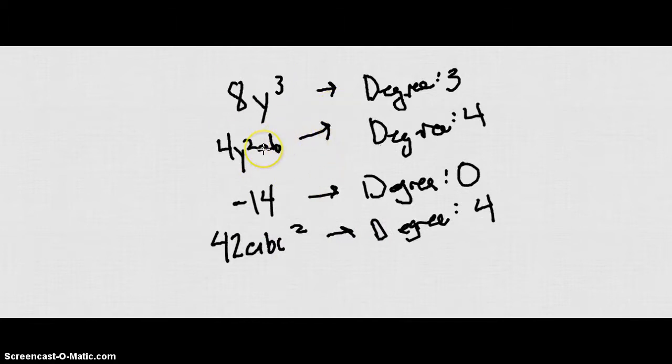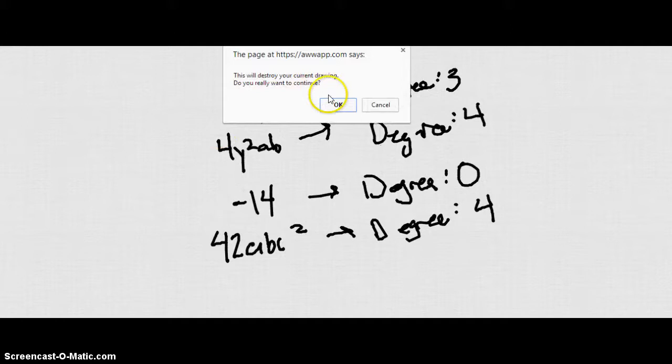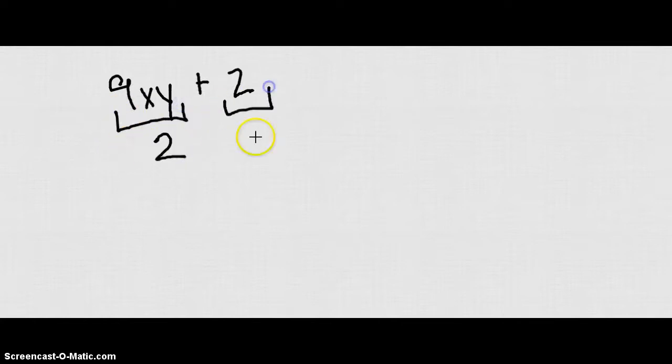I kind of got ahead of myself because what we're going to be doing is arranging polynomials by their degree. And when we're talking about a polynomial, we have 9xy plus 2. The degree of this polynomial is going to be the degree of the highest term. So this one has a degree of 2. This one has a degree of 0. So the degree of this polynomial is 2, since the highest term is 2.